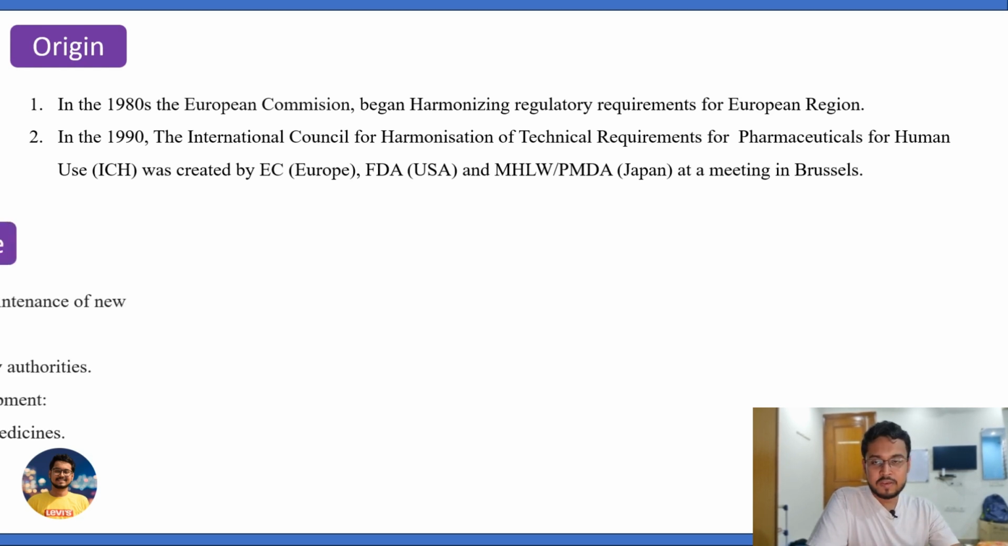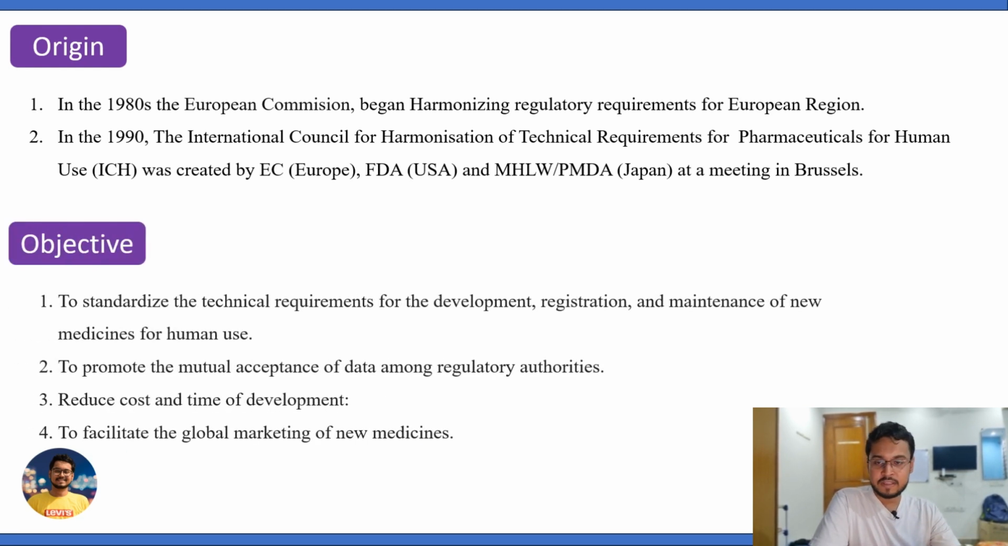So now if we talk about the objective, there are four main objectives of this format, and we'll understand them in very simple language, so that you'll never forget. The first objective was to standardize the technical requirements for the development, registration and maintenance of new medicine for human use. That means to standardize the technical requirement.